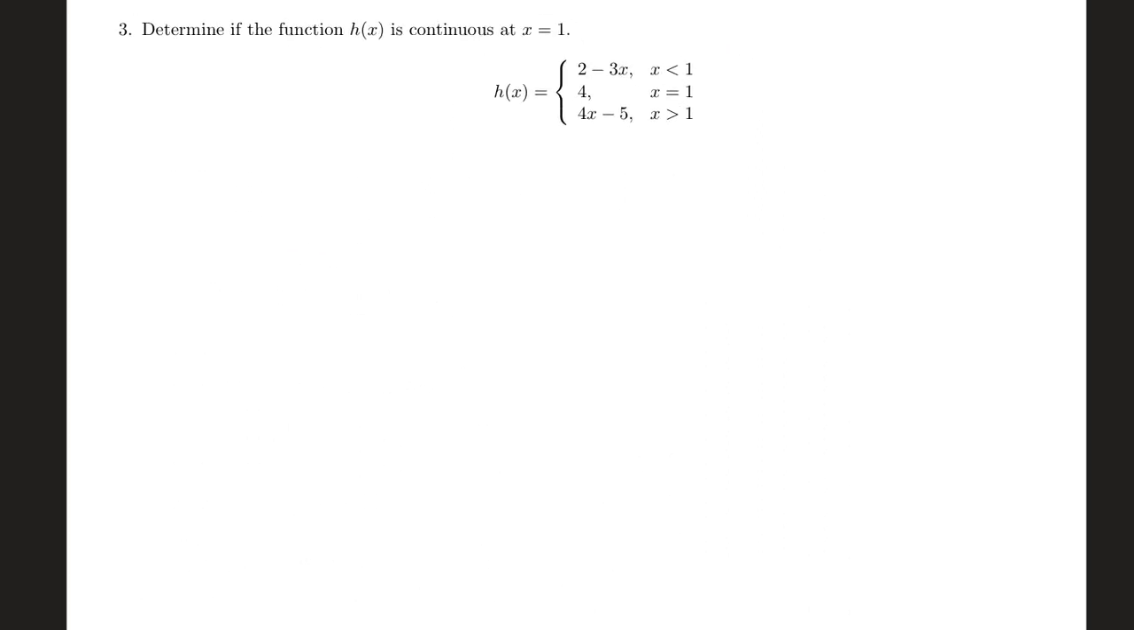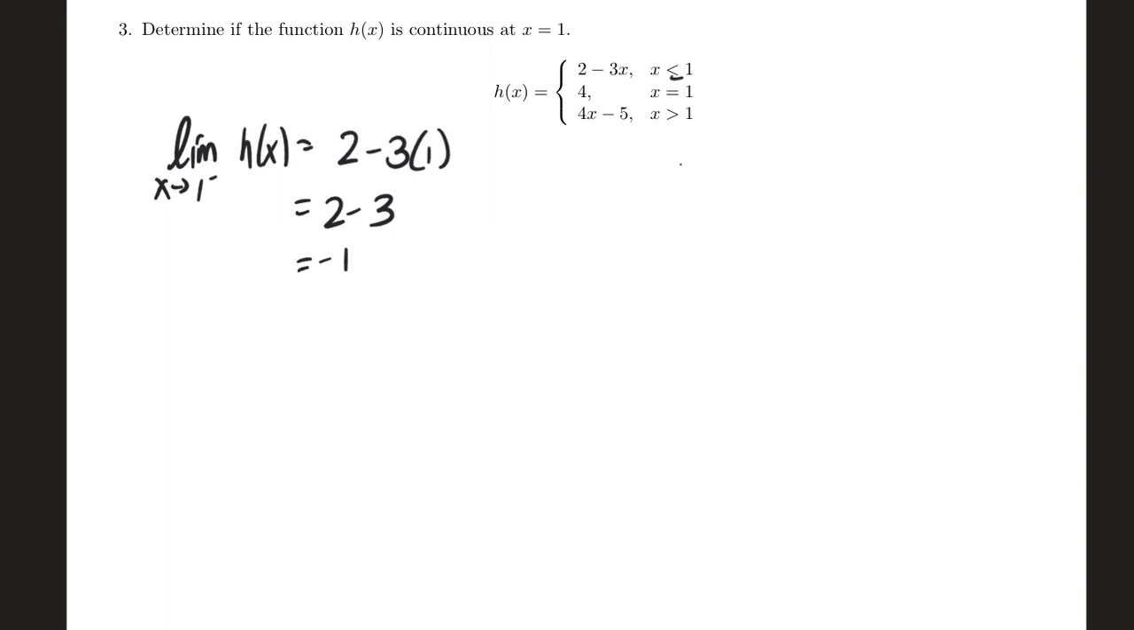All right, here's another example. Same thing, we're going to find our left-hand limit, in this case at 1, of h of x. To the left of 1 is when I'm slightly less than 1, so I'm going to plug it into 2 minus 3x. That's negative 1.